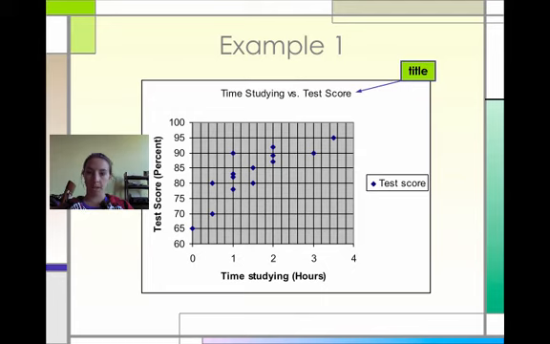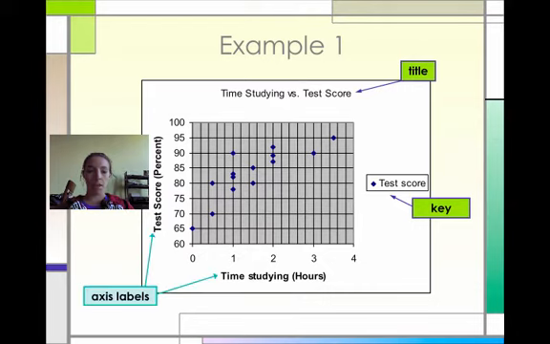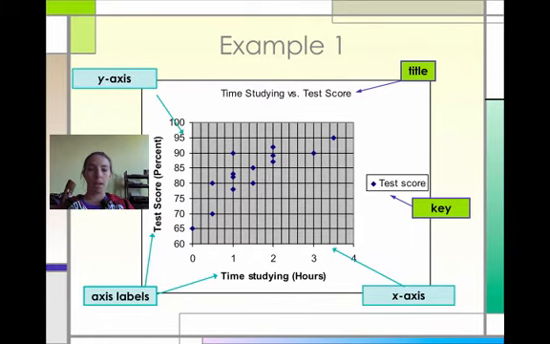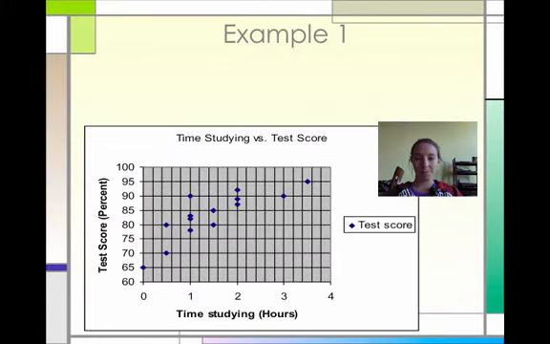So to have a scatter plot, you need to have a title, a key so that they know what the dots represent, the labels, the x-axis, which is always time. The x-axis is always time if time is one of your variables. If you're talking about time being one of the variables, it always goes on the x-axis. And then the y-axis here.